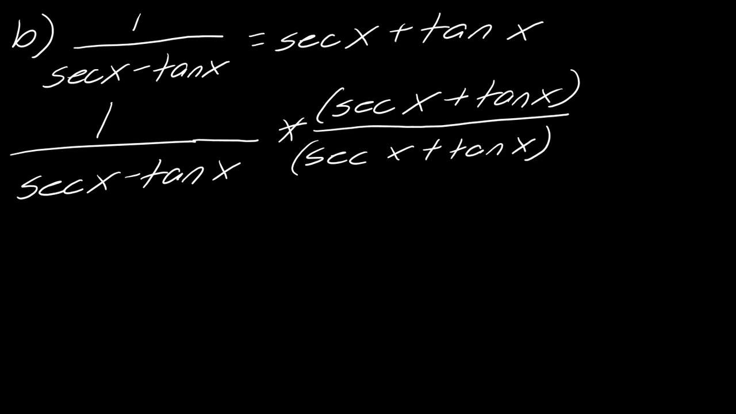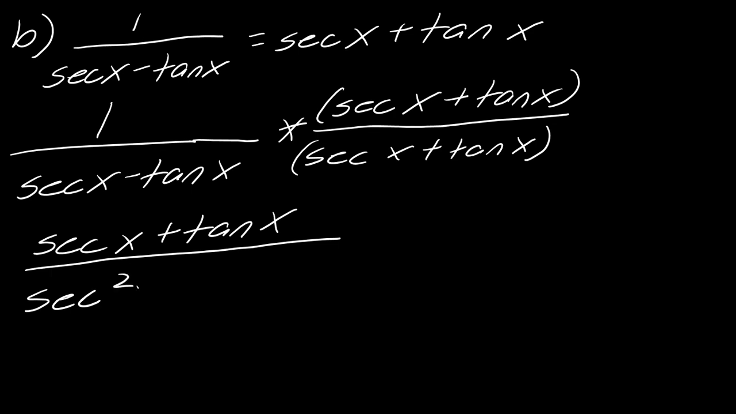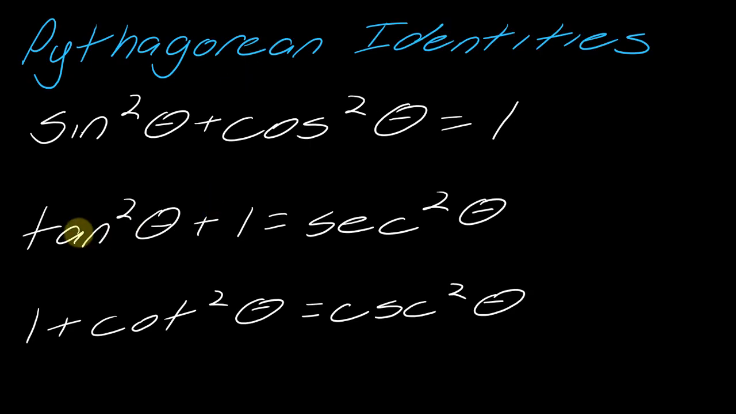So I'm going to focus on this side for right now, and not worry about the other side. Let's go ahead and multiply this all together. This gives me secant x plus tangent x over secant squared x minus tangent squared x. And secant squared x minus tangent squared x relies on a Pythagorean identity, right? It would just leave me with 1 if I rearrange those terms.